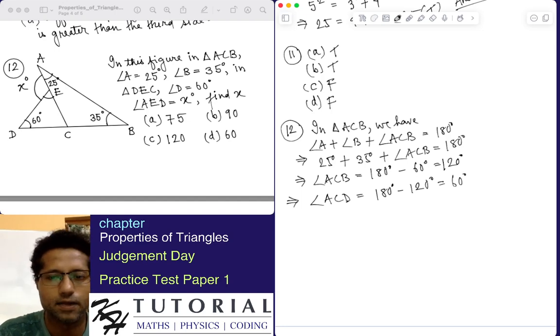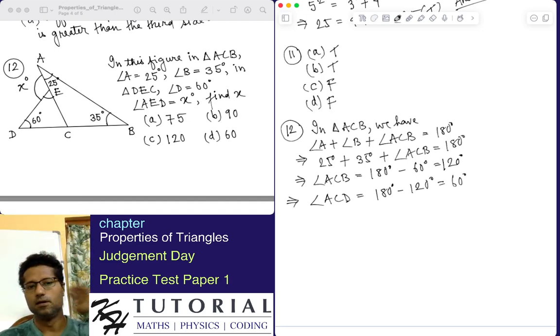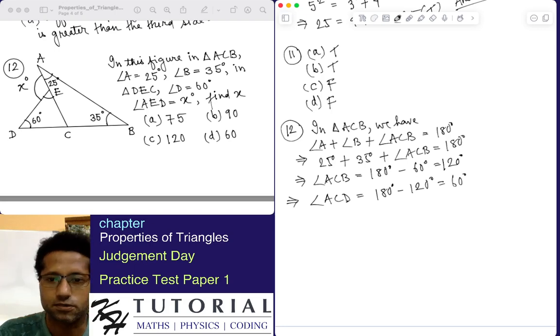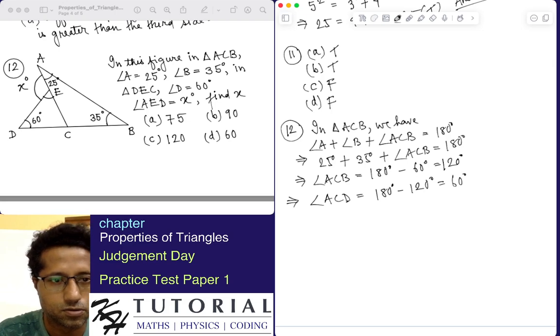This we could have found directly from the fact that angle ACD is an exterior angle and its two opposite interior angles are the 25 degree angle and the 35 degree angle. So 25 plus 35 is 60. So angle ACD is 60 degrees. Okay. Now angle ACD is 60 degrees.